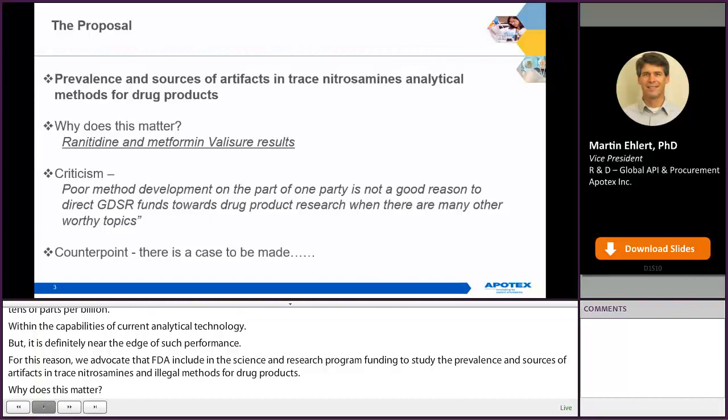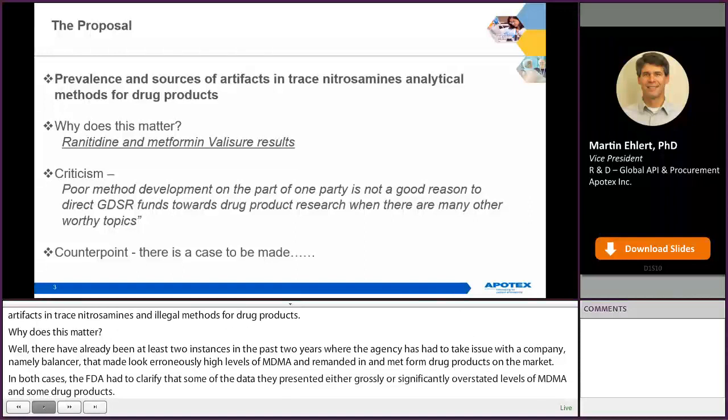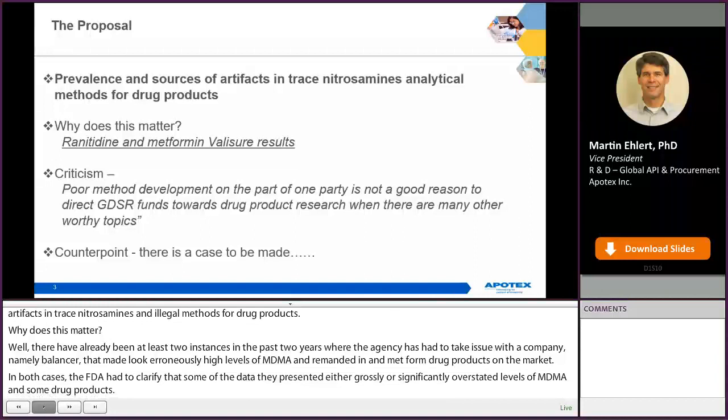In both cases, the FDA had to clarify that some of the data Valisure presented either grossly or significantly overstated levels of NDMA in some drug products. In fact, in the case of metformin products, in July 2020, in the AAPS journal, Yang, Marzan et al. from the agency's laboratories published an excellent paper warning how subtle errors in Valisure's LC-MS method led to NDMA results that were substantially overstated in many ANDA-holders' products.